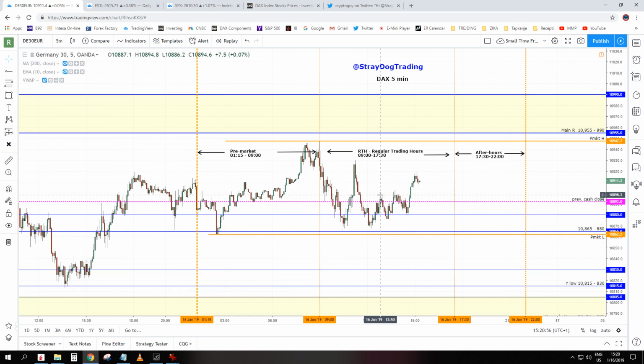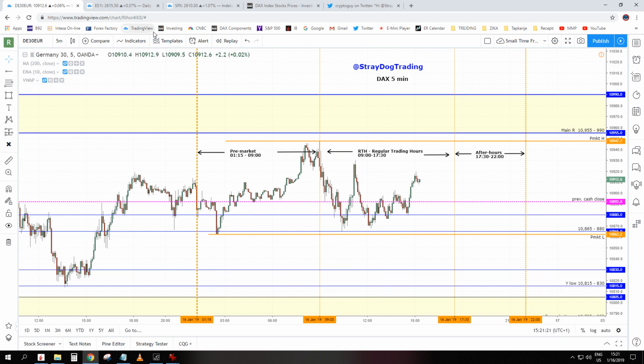Okay, so why is this previous cash close so important? As I said, previous cash close means the close of the cash index. It means the close of the regular trading hours. It means the close of the stock market. And what is the difference when you're looking at charts? Because every one of these instruments has its own charts.